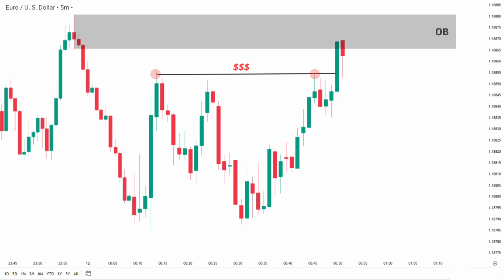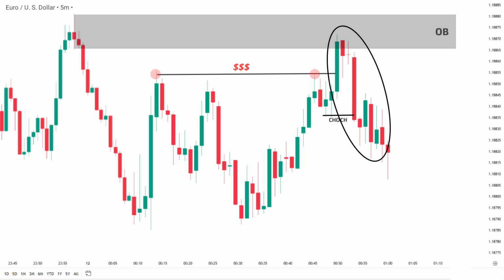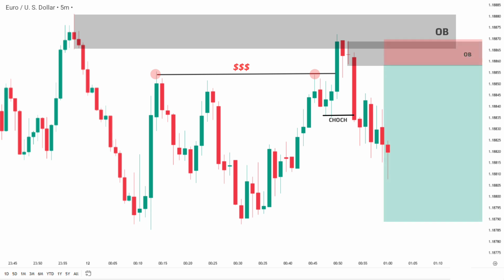Once price taps into the refined order block, a clear change of character appears. The market stops making lower lows and breaks above the most recent lower high. After the change of character, price retraces slightly and creates a small bearish displacement, leaving a minor inefficiency. The last down candle before this displacement is marked as the 5-minute entry order block. A buy order is placed at the open of this candle, with the stop loss below the low of the order block, aligned with the invalidation of the structure shift.